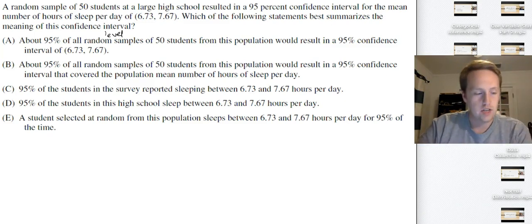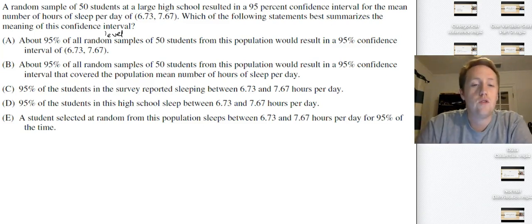However, we will proceed. The first one says about 95% of all random samples of 50 students from this population would result in a 95% confidence interval of 6.73 to 7.67. There's no reason to believe that. Not every confidence interval is going to be the same, let alone 95% of them.